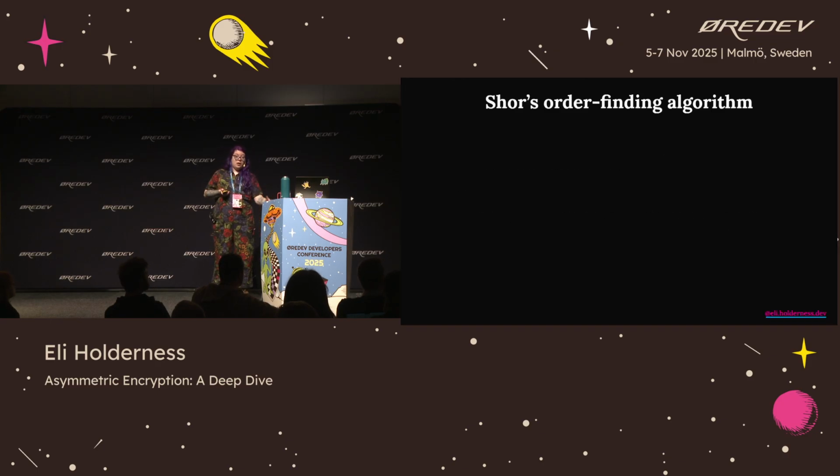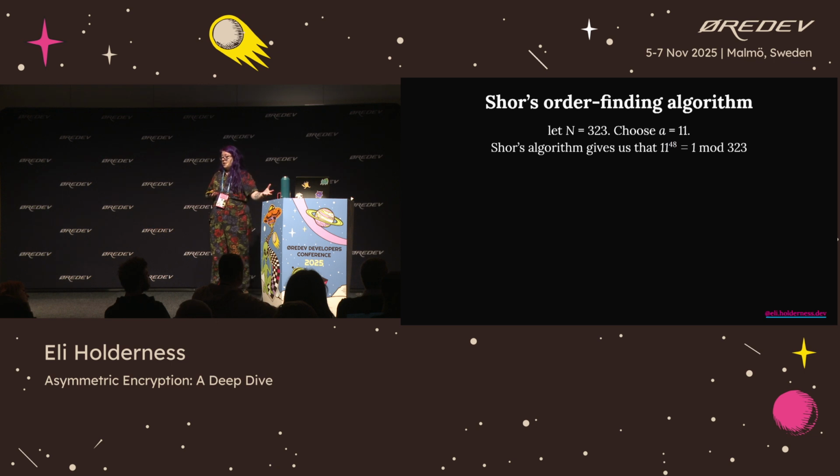So, a worked example of Shor's order-finding algorithm breaking RSA. Let n equal 323, and we're going to choose a equals 11. There's a chance that the number you randomly choose won't work, about 50%. When I was doing this worked example, if that had happened, I would just have to go back and choose a different number a. Fortunately, it worked first time.